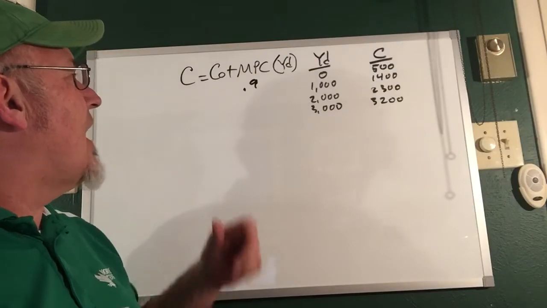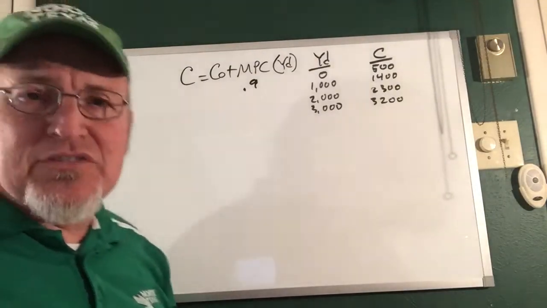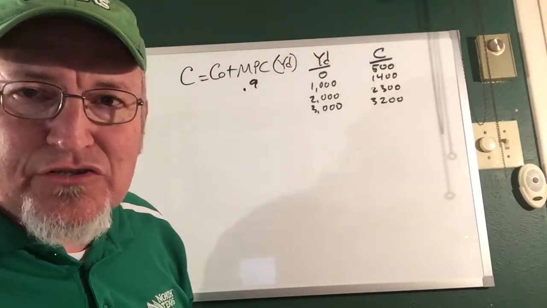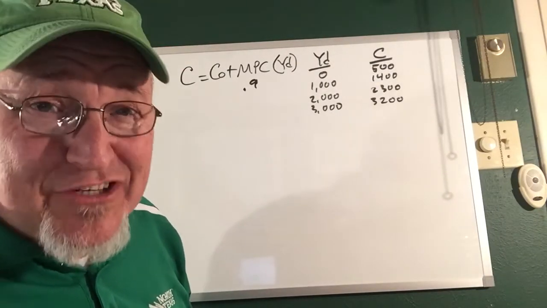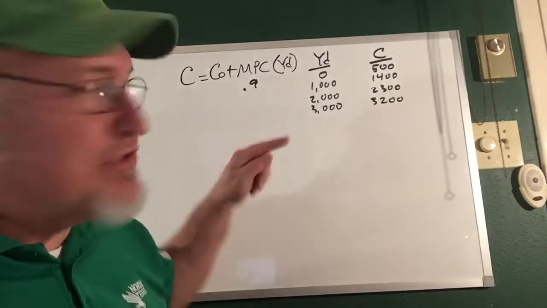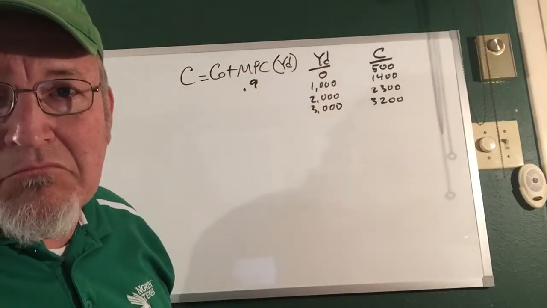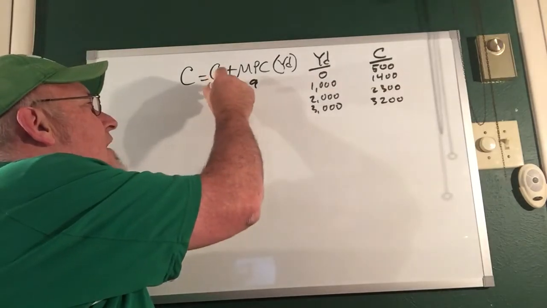Okay, so in this case, since now I know my MPC is 0.9, how could I figure out my autonomous income? Well, recall autonomous income is spending that occurs when your income's 0. Where do you see income 0? Right there. How much is being spent? 500. The answer is 500.